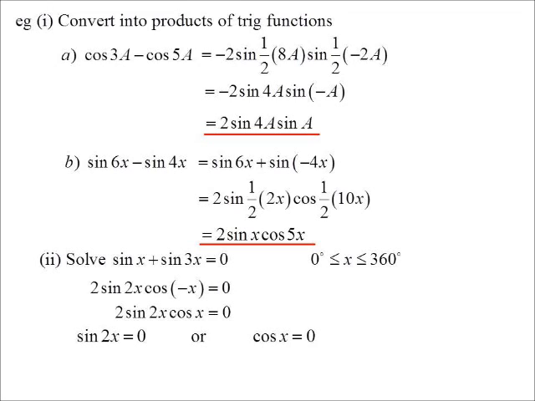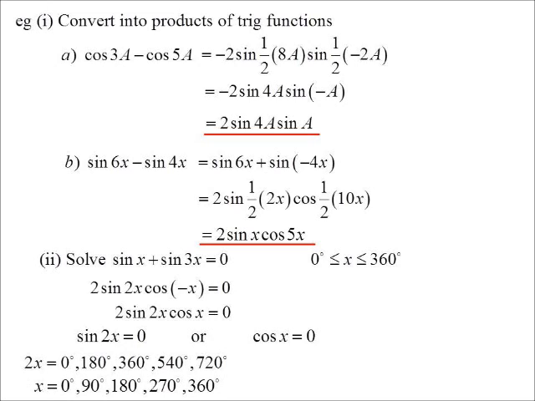So either sine 2x equals 0 or cos x equals 0. They're both boundary values we're talking about. The 2x gives me 0, 180, 360, but I'm going around twice, so 540, 720, then halve those. Cos x equals 0 gives 90 and 270. I got those answers already anyway, so I don't have to worry. So all of my answers then are just 0, 90, 180, 270, and 360.